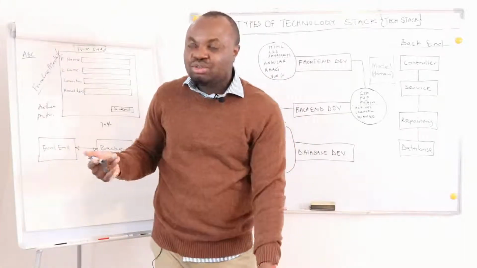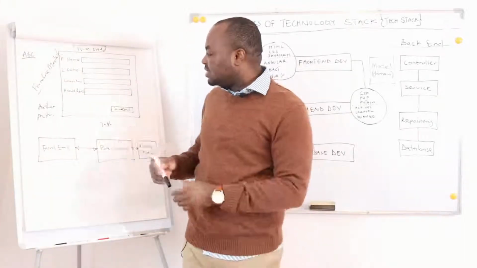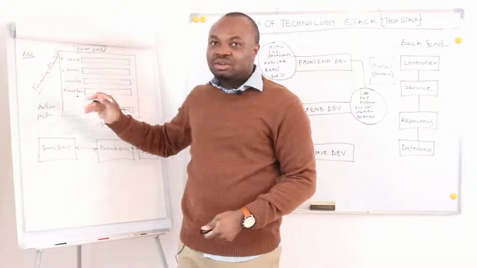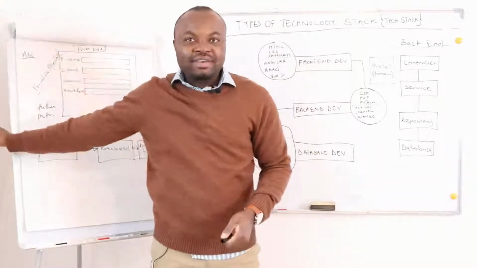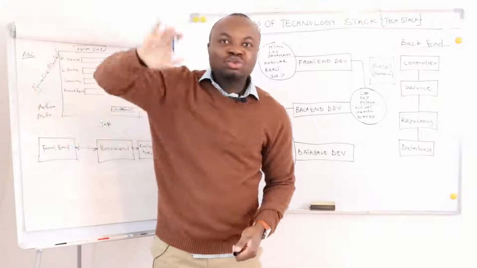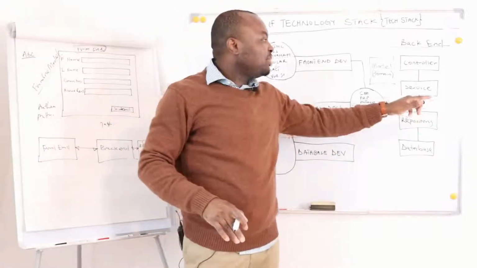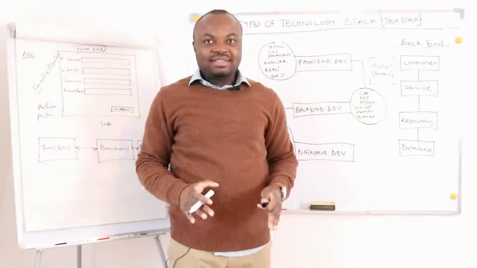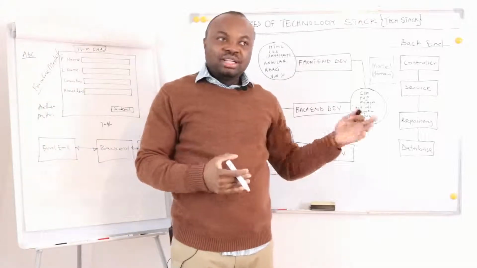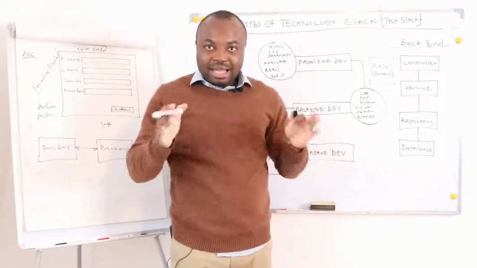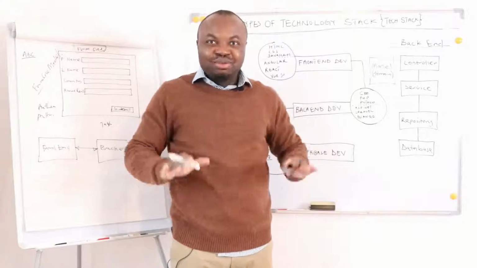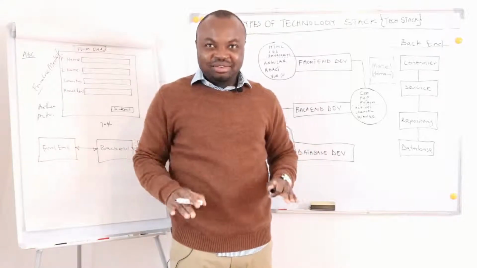Like, let's say the country tax code is in another server, in another system, and you want to call that system. It is from the service that you will call that system to get the information you need. So the service handles the core business rule of the backend system you are developing.